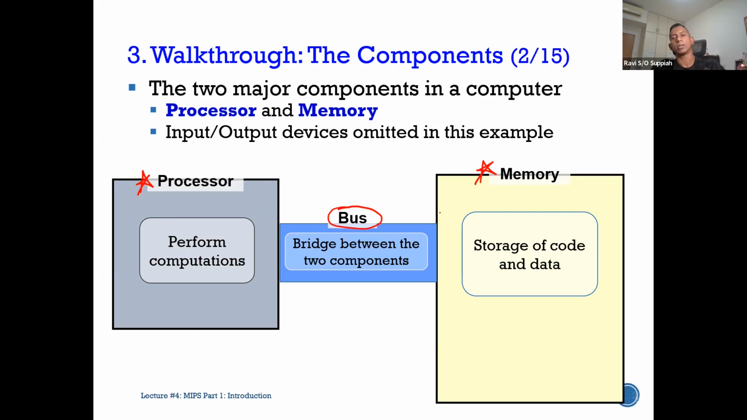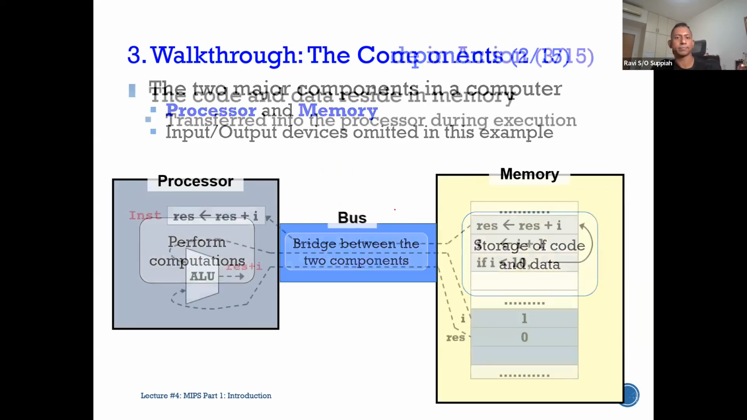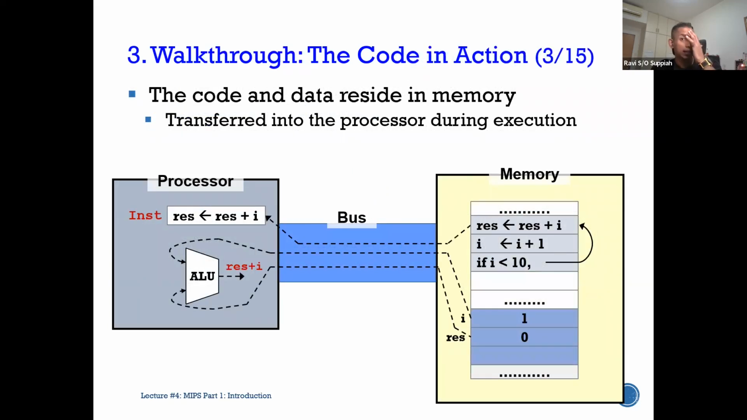All right, and of course you can break it down into 3 separate buses. We call them the address bus, data bus, and control bus. But for our first level understanding, we will take it as just a single bus, to bridge between the processor and the memory.